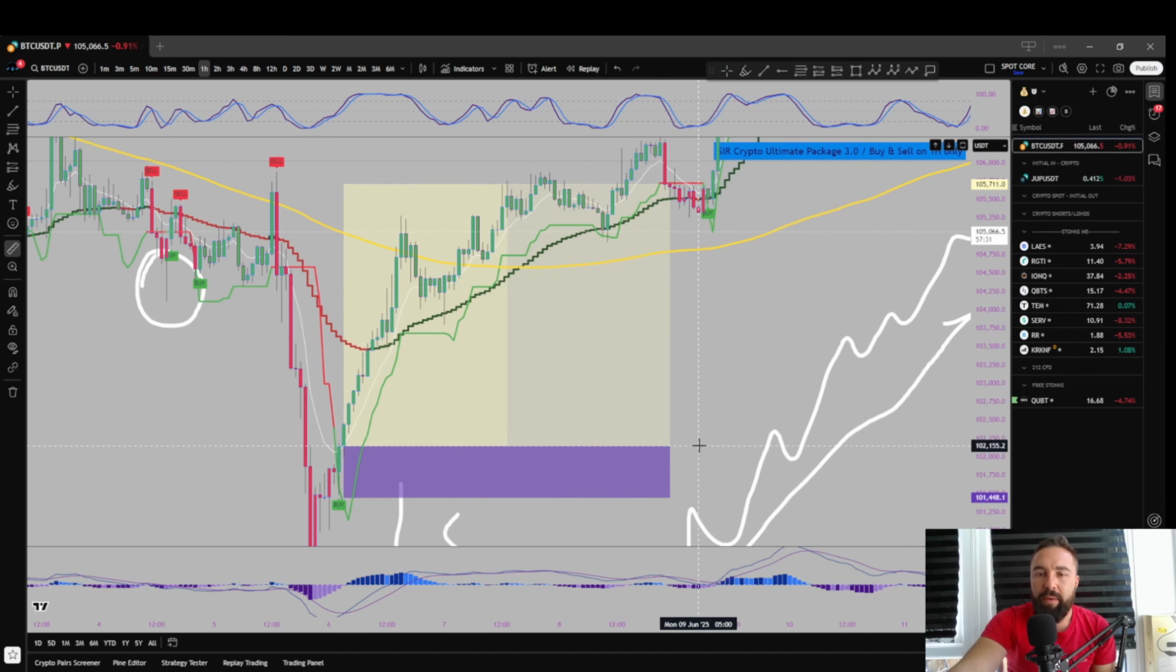Same with the sell signals. Basically, anytime it closes below this line, that's where you enter the short, stop below the candle, and you just ride the way down. So it does work both ways.